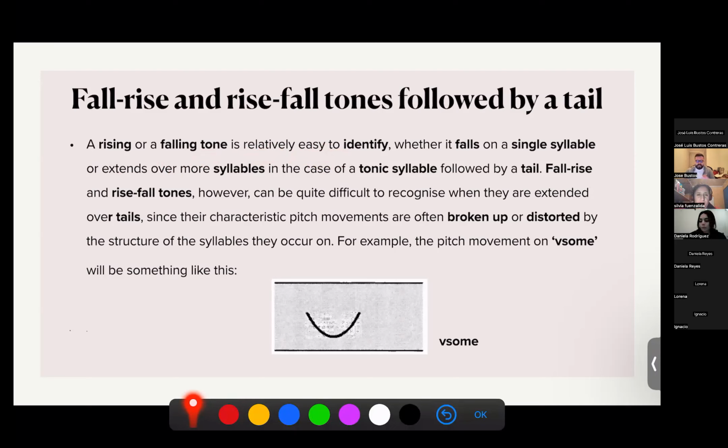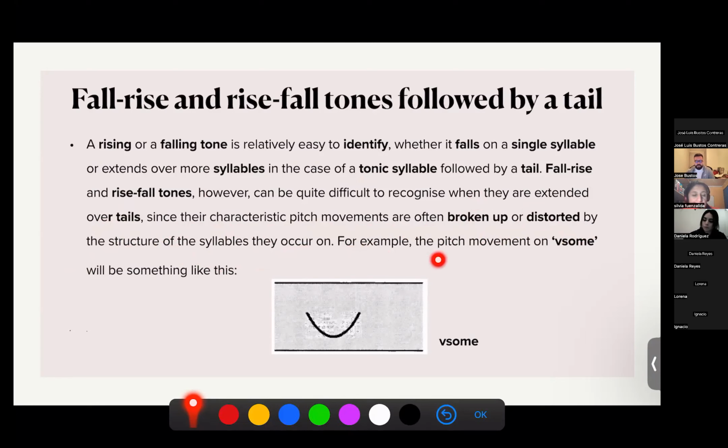However, it's difficult when we have to identify fall and rise-fall tones. Those ones are very difficult to identify, okay? And when they are extended over tails. Why? Since their characteristic pitch movements are often broken up, like this, split, or distorted by the structure of the syllables they occur on.